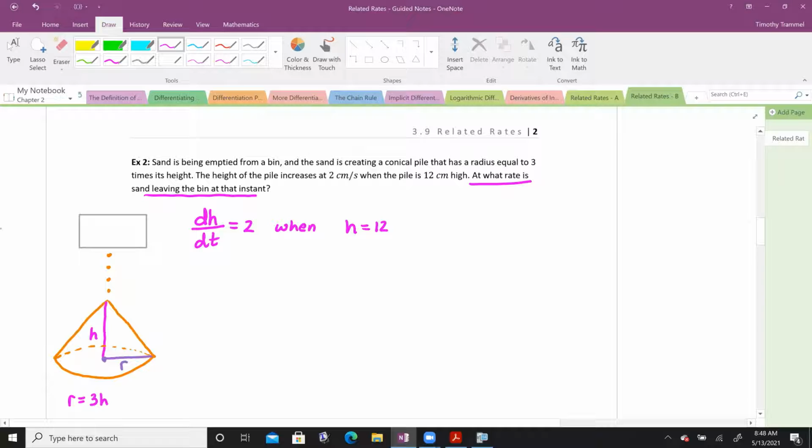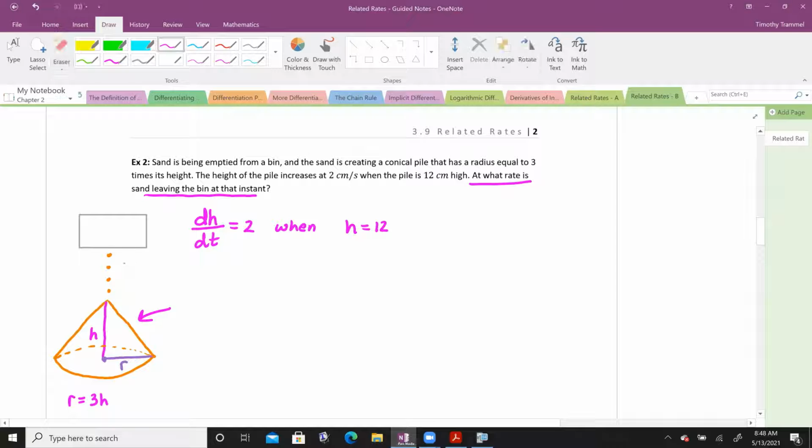Kind of tough, huh? Let's see if we can think about what it is. So the rate at which this sand is leaving the bin is going to be the rate at which the volume of this pile is changing. In other words, the amount of stuff in this pile is dependent on how fast stuff is coming out of the bin. Those should be actually the same rate.